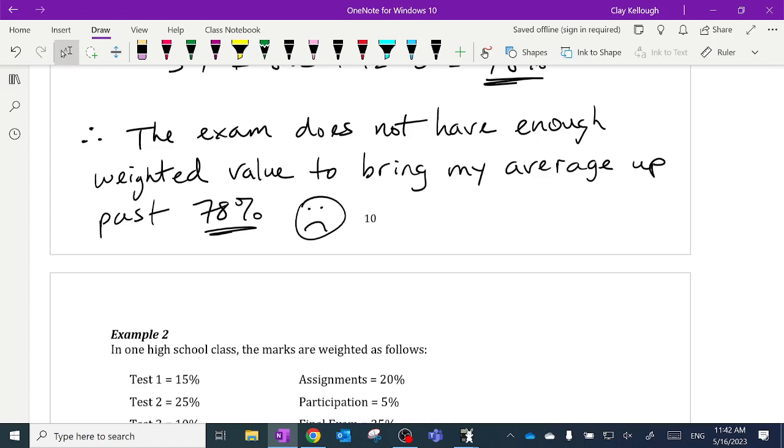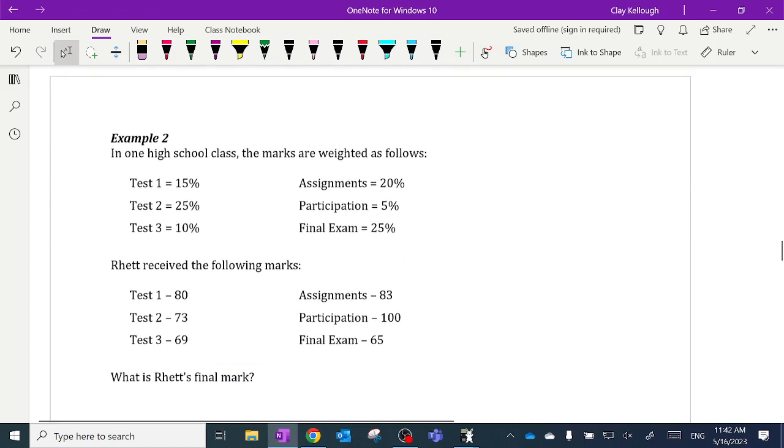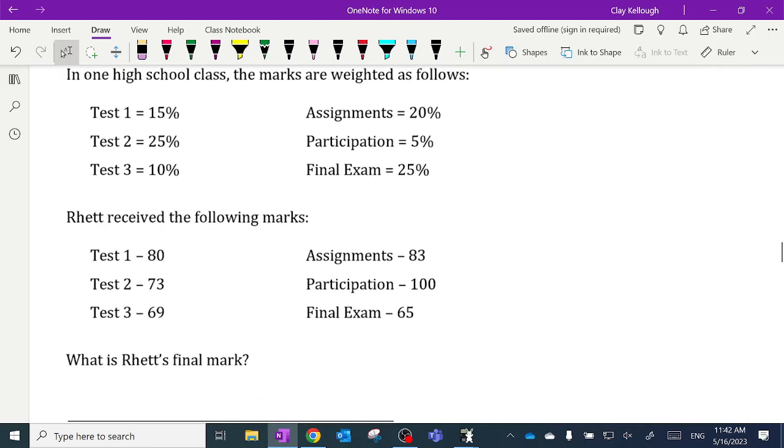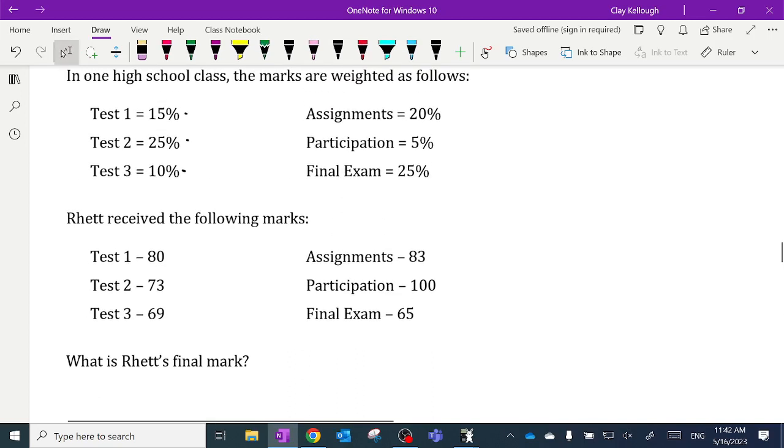All right, next example, last one. In one high school class, test 1 is 15%, test 2 is 25, test 3 is 10. Assignments are 20. Oh, I remember the days when we used to get away with a participation mark. That's where I look and say, all right, the kid participated in class and was paying attention and wasn't on their phone. Of course, this is before the days when kids had phones in their hands. So you could just give them a 5% or sometimes even a 10% participation mark. We've been told that that kind of thing is frowned upon. Most of us aren't allowed to do that anymore. And then the final exam is 25%.